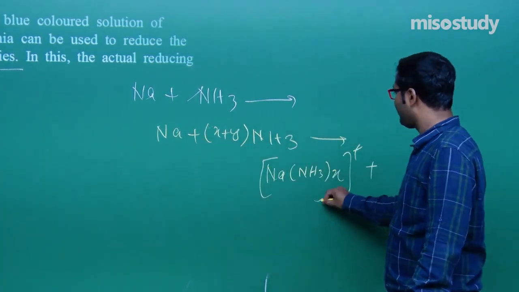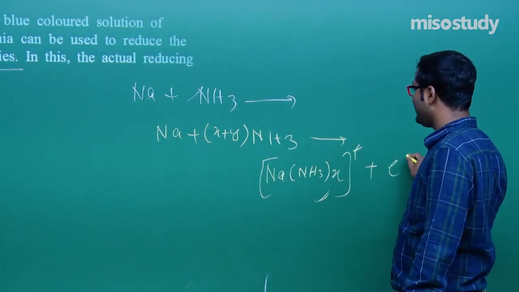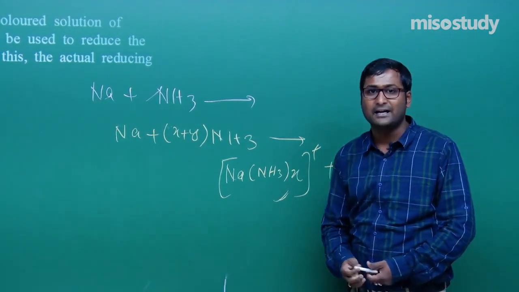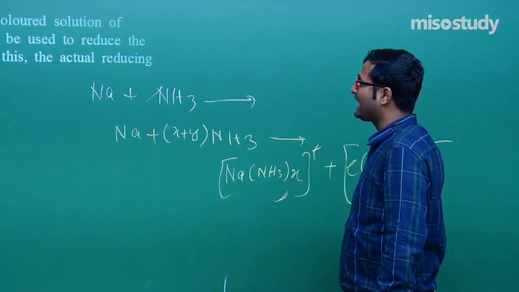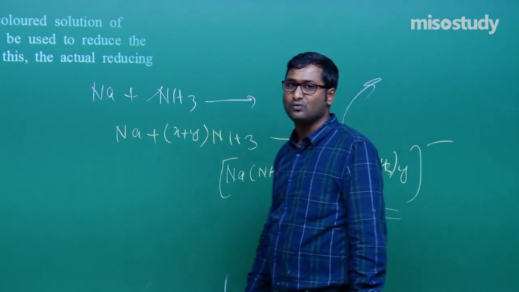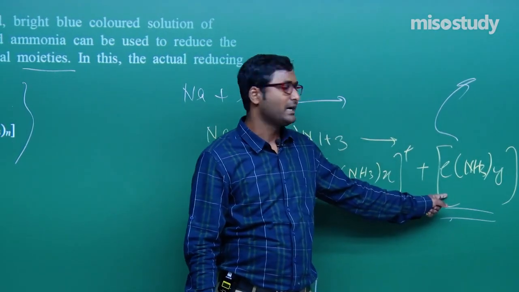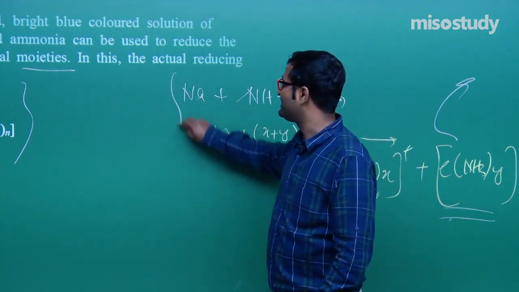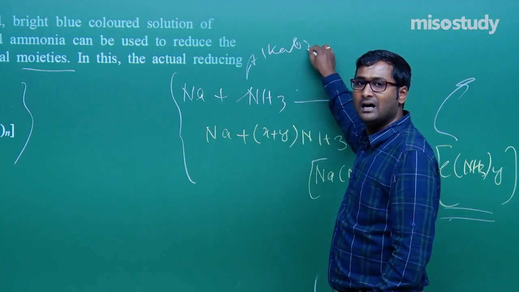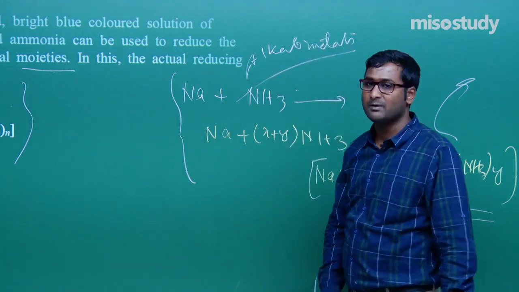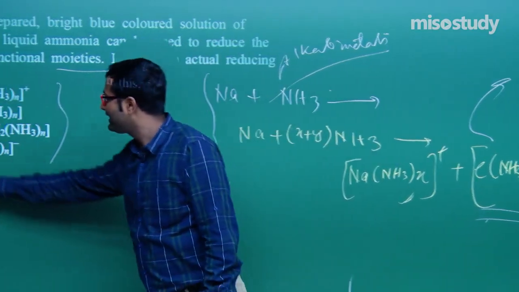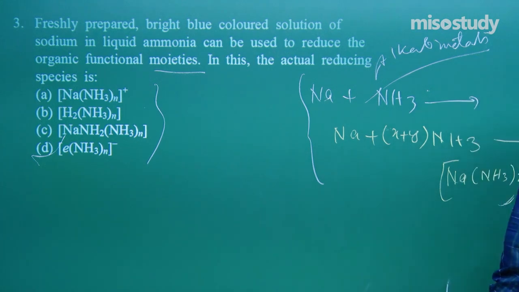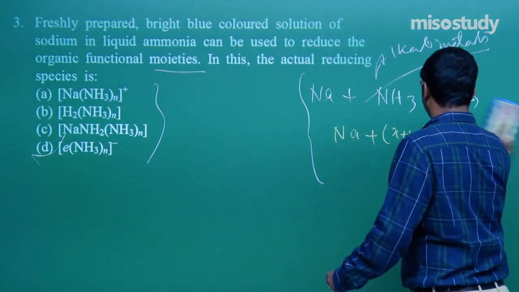That is Na plus, the first ion, then there is a solvated electron, that is e(NH3)y to the power minus. And we know the actual reducing species is this one, the solvated electron. Clear? This is one of the best reactions, as I have discussed this reaction in the chapter on alkali metals. Remember this? So for this, the answer is the solvated electron. Clear? Now I am going to rub this part and we'll discuss the next part of the question.